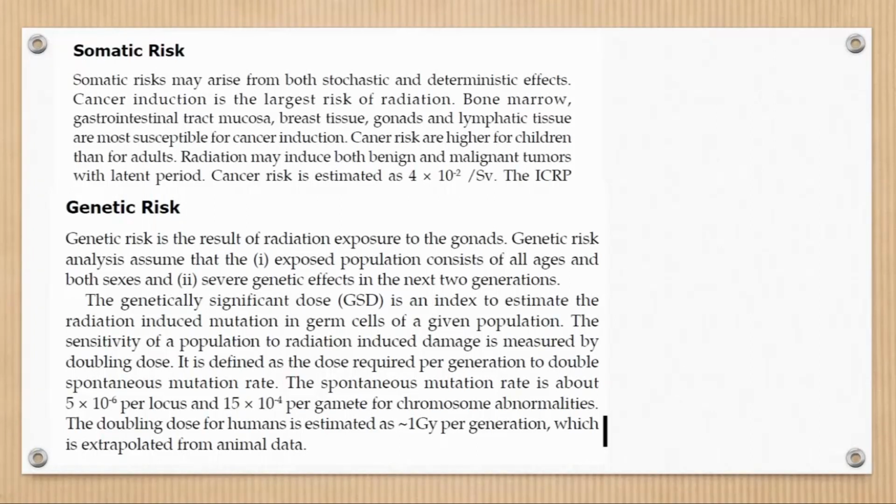But in the case of genetic risk, it is the result of radiation exposure to the gonads. Genetic risk analysis assumes that the exposed population consists of all ages and both sexes, and severe genetic effects in the next 2 generations. As we know, genetic information is carried from generation to generation, and the genetic significant dose is indexed to estimate the radiation-induced mutation in germ cells of a given population.